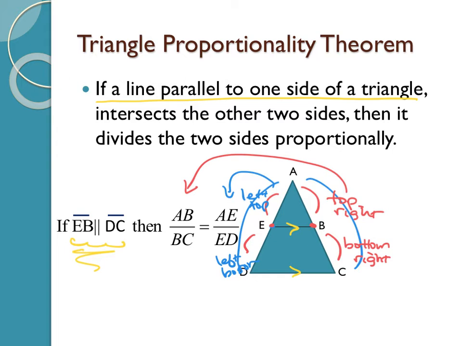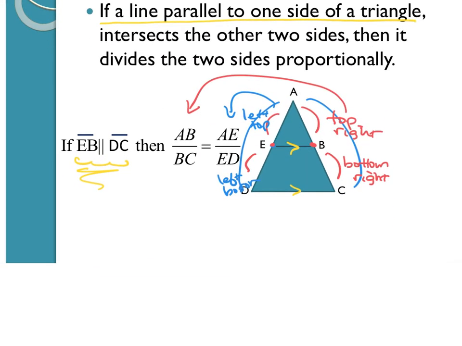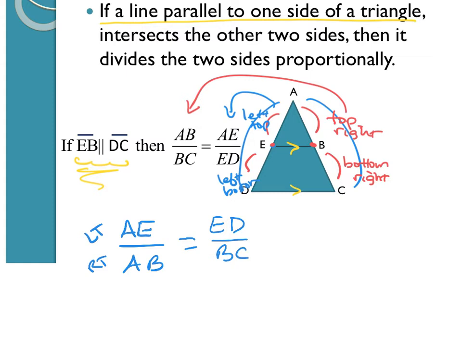So you could also do, for example, or right to left, either way. You could also set up your proportion as AE over AB. So this would be left top over right top. And then you could do right bottom. That's right. So then ED over BC. So this would be left bottom over right bottom. You could set it up this way also. Just remember, stay consistent of how you're going to do it.